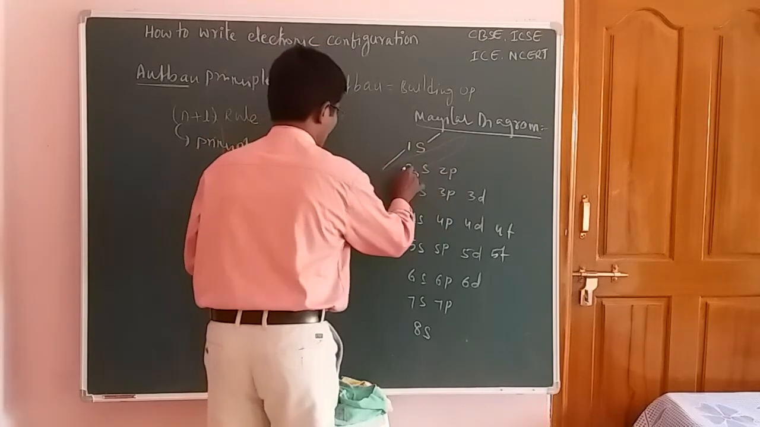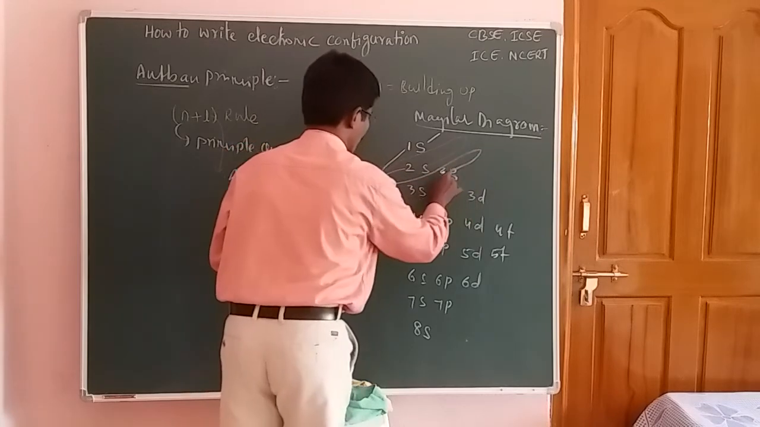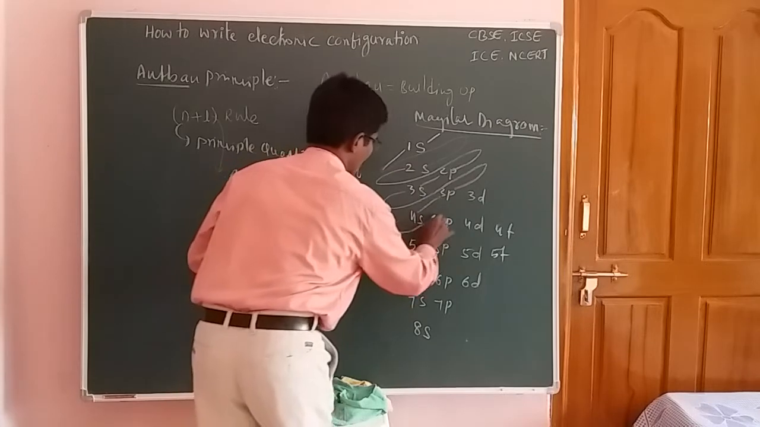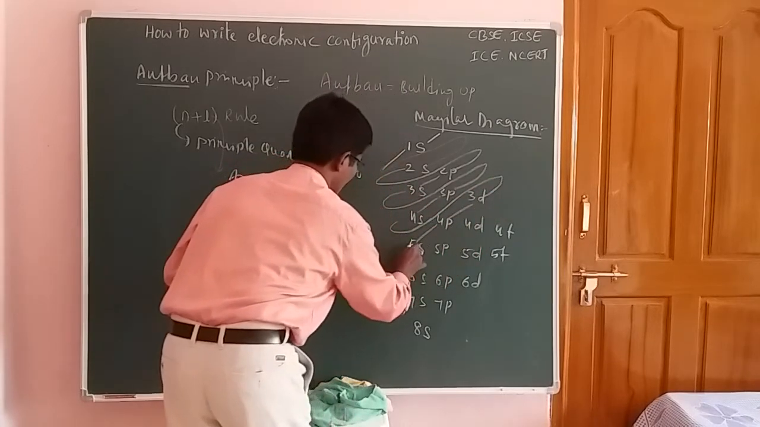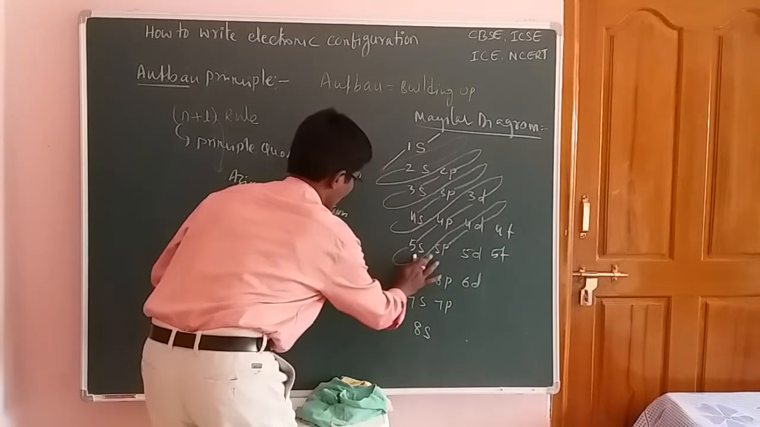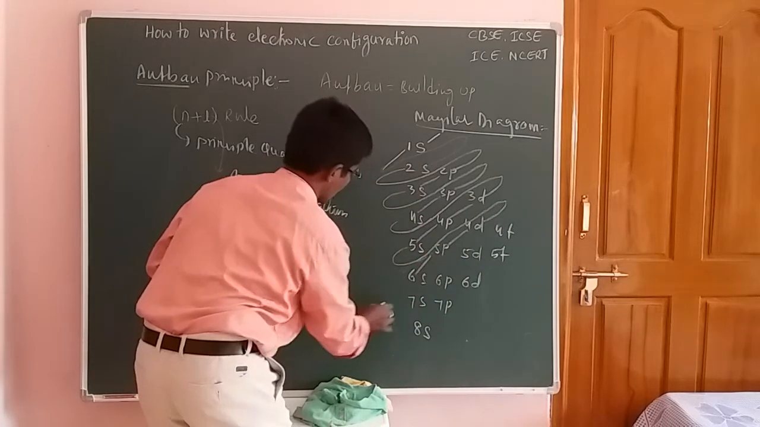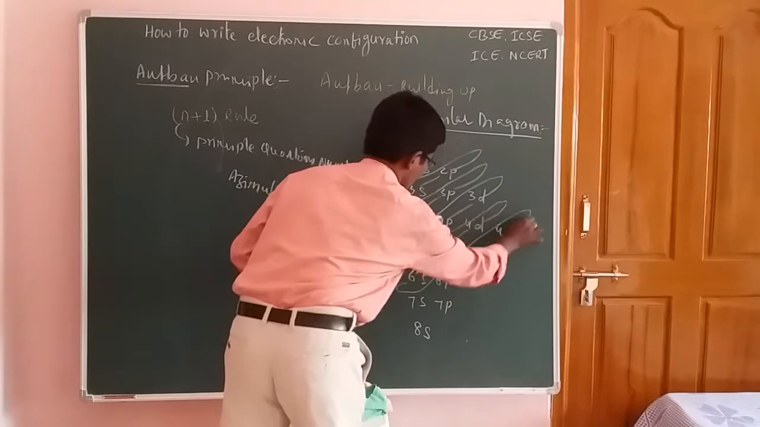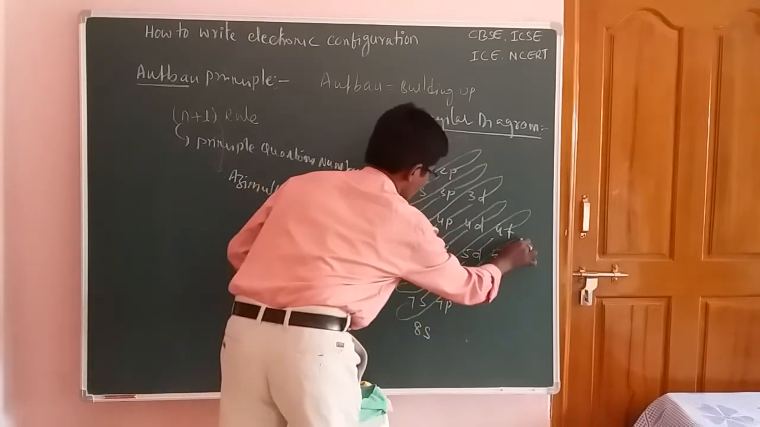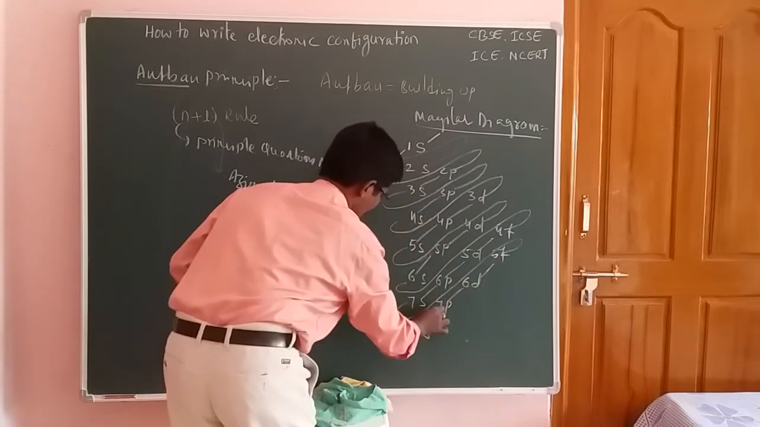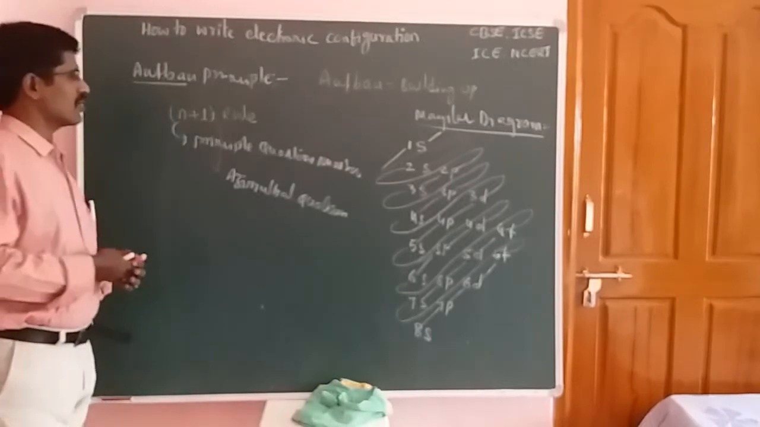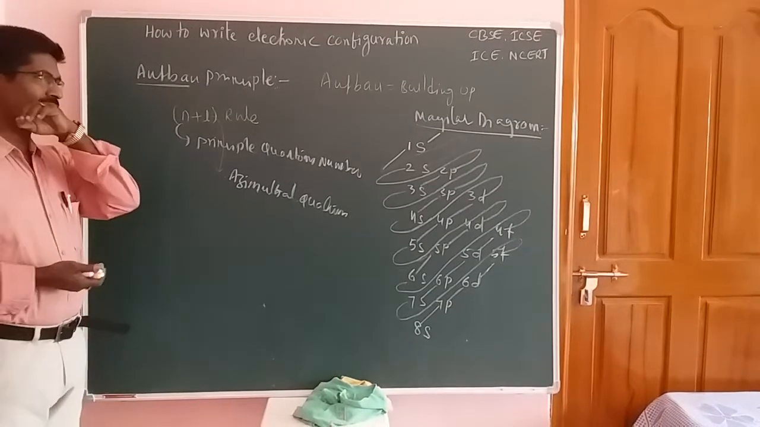Okay, 2s. The next one is 2p, 3s, and 3p, 4s, and next 3d, 4p, 5s. Okay, students. Next 4d, 5p, and next 6s. Then 4f, 5d, 6p, and 7s, like this, students. Then 5f, 6d, 7p, and next 8s, students. So this is the construction to write the electronic configuration, students.